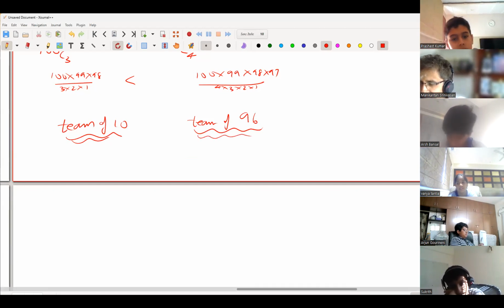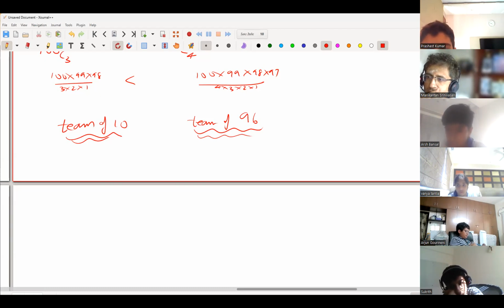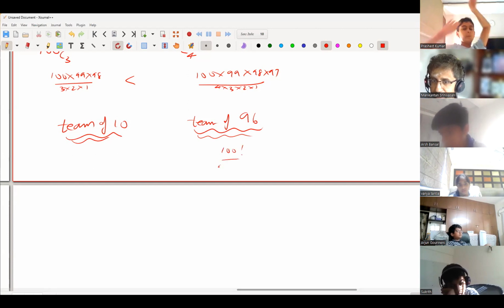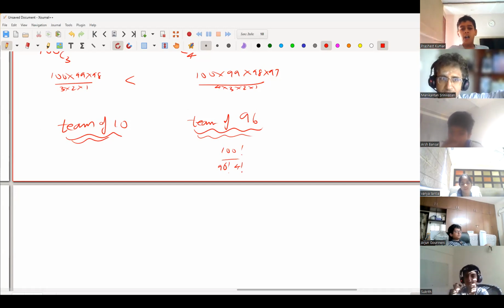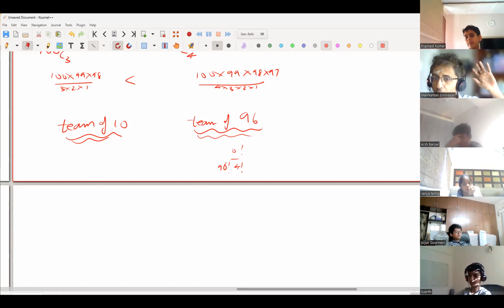So for 96 there would only be four options, because 100 minus 96 is 4. So 100 factorial by 96 factorial into 4 factorial. That's different from 4 options. But forget all this factorial business. Just think logically. If you're a teacher, what will you do practically to select a team of 96?